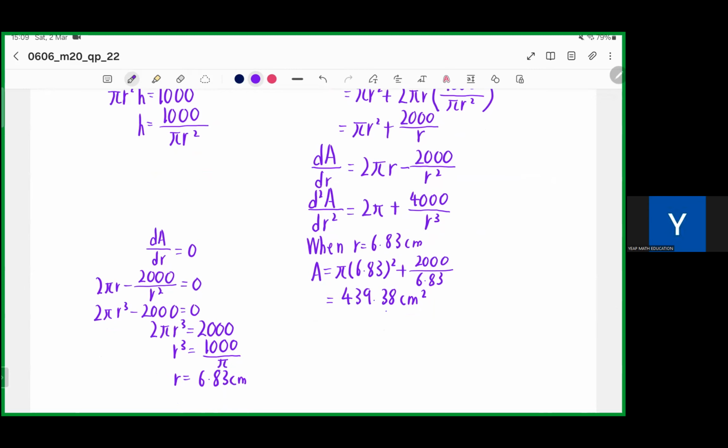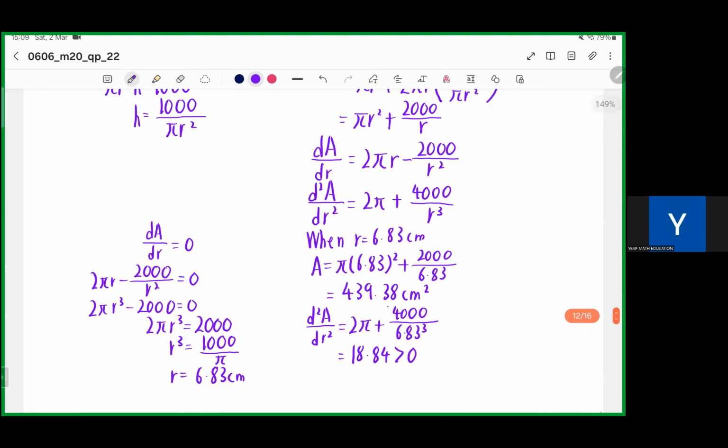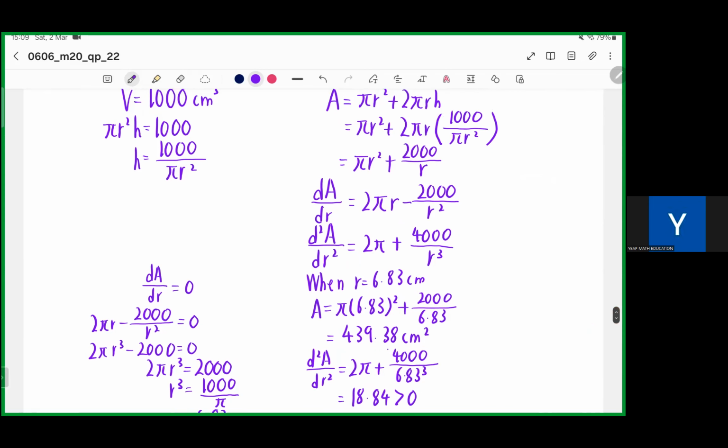Sometimes you need to check whether the question requires proving that we actually have a minimum. So I will just write the steps only. The second derivative equals 2 pi plus 4000 over 6.83 cubed. You don't actually need to calculate it, because you already know the value is positive, more than zero. This way I can show that the total outer surface area is a minimum.